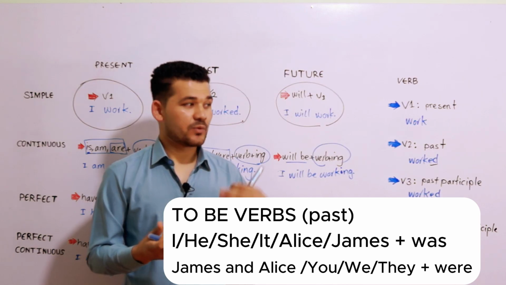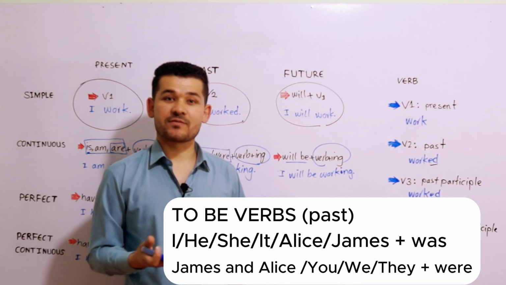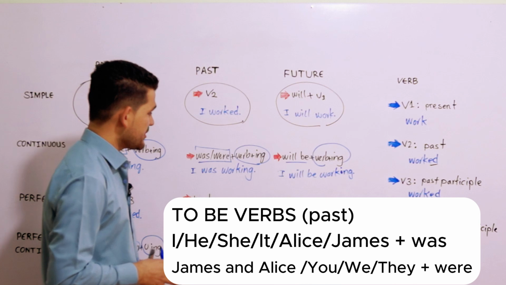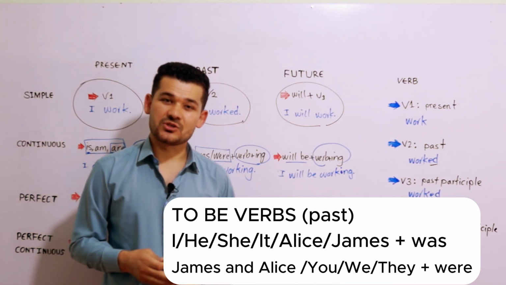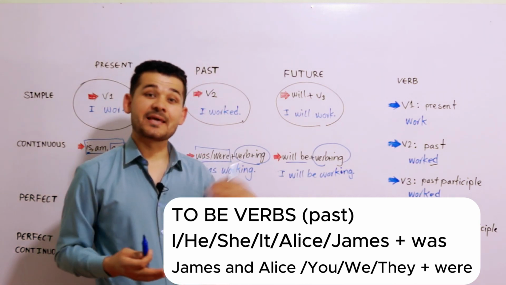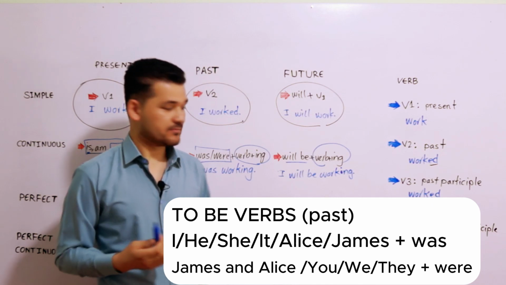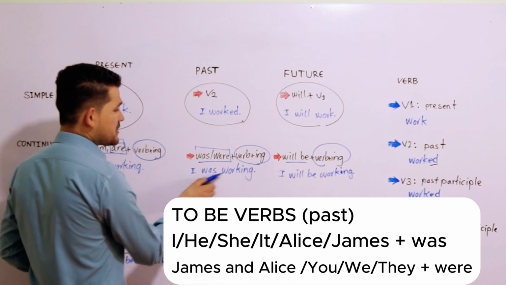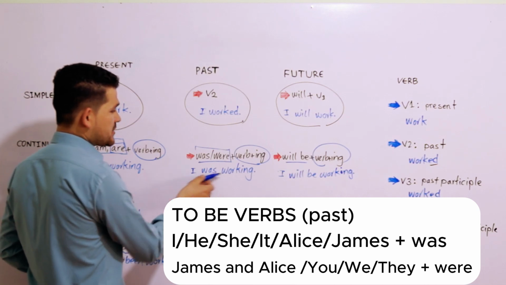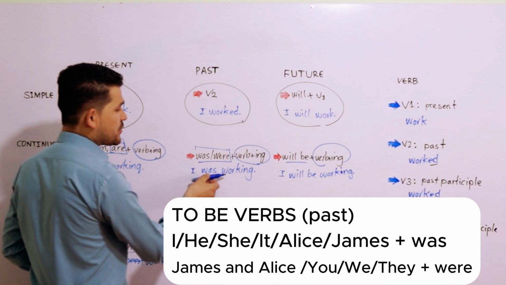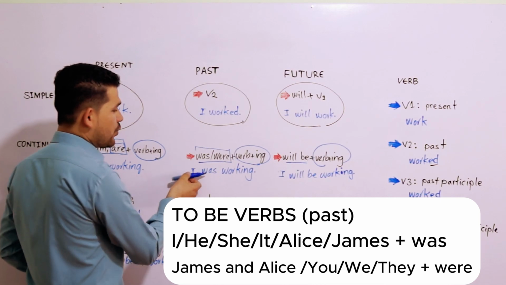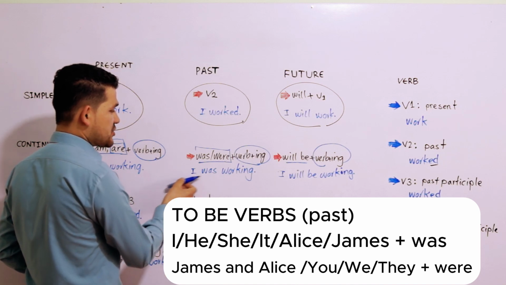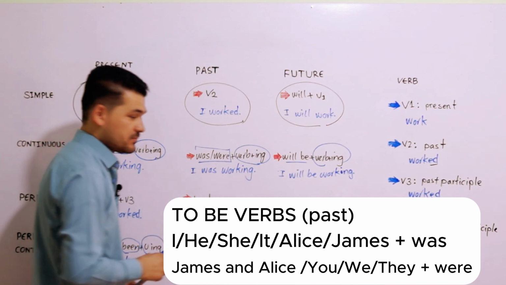For example, we have Alice, the driver. So the driver was. And with all the other subject pronouns, we are going to use were. They were. We were. I was working. He was working. She was working. It was working. They were working. We were working. The students were working.